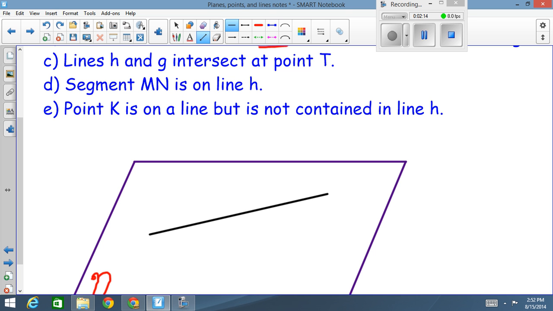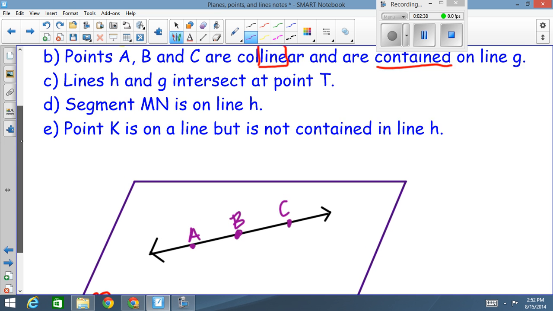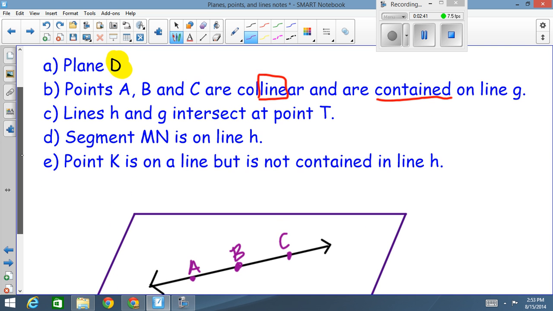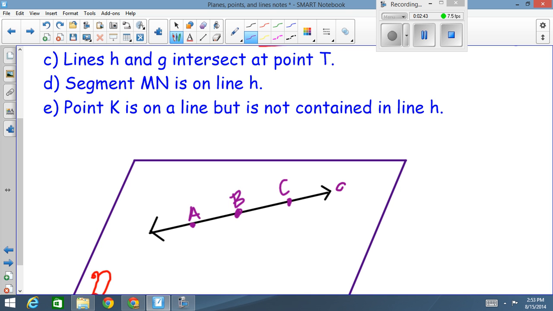This is a line segment. I want a line. So I need to put my arrows at the end so that it shows that that continues in both directions. On this line, I want points A, B, and C. So I'm going to draw a point, and I'm going to put A, another point, B, another point, C. The line itself, we were told, is called line G. Now, lowercase cursive G. Okay, lines are labeled with lowercase cursive. Planes are labeled with uppercase cursive.